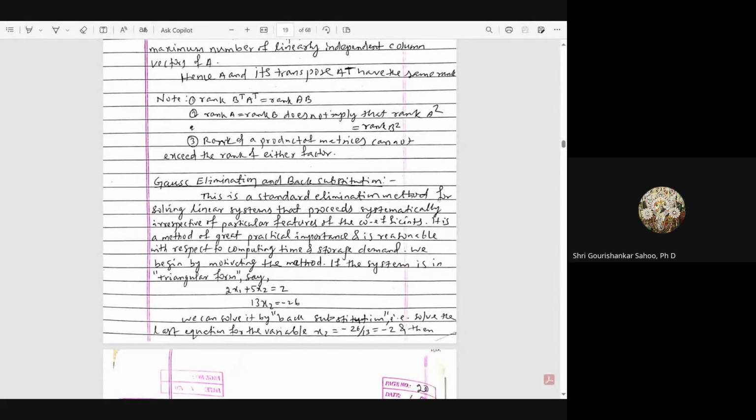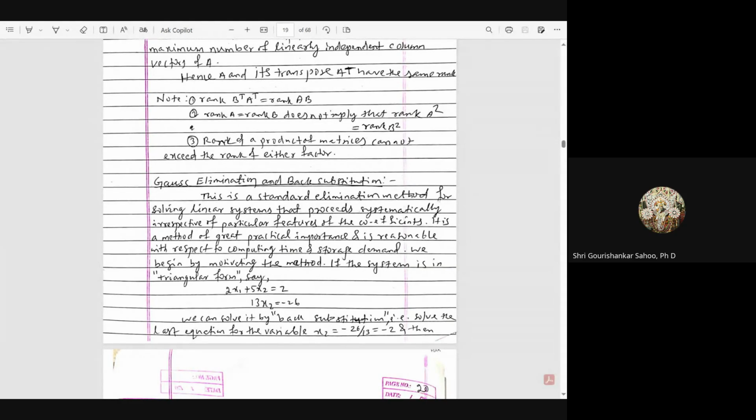The system is in a triangular form: 2x1 + 5x2 = 2, and 13x2 = -26. You see, it is in triangular form. You can solve it by back substitution. That is, solve the last equation for the variable x2. In the last equation of the triangle, there is only one unknown, x2. 13x2 = -26, so x2 will be -26 by 13, which is equal to -2.